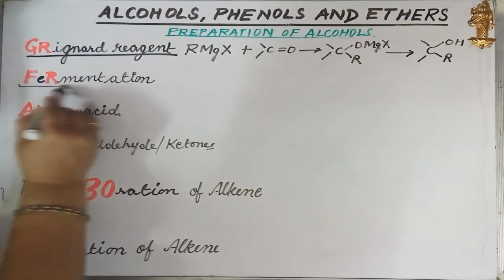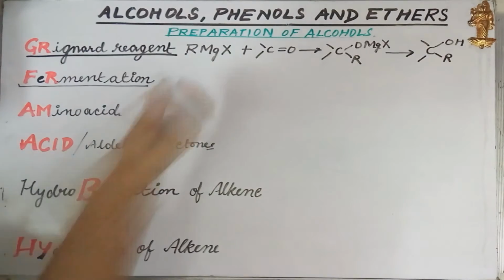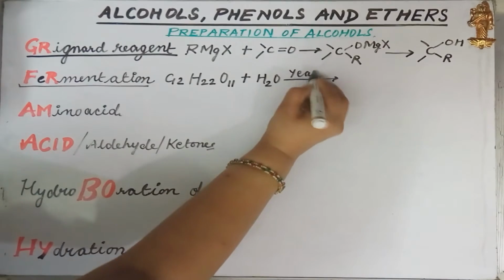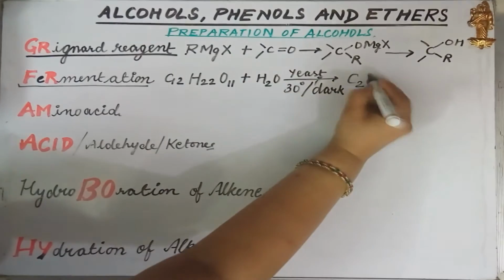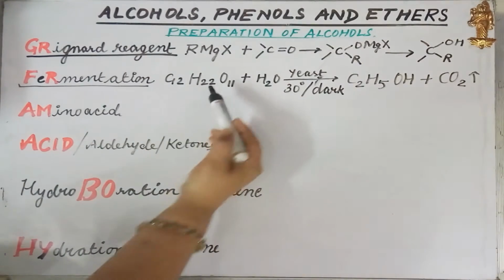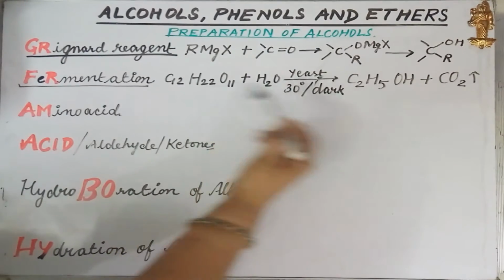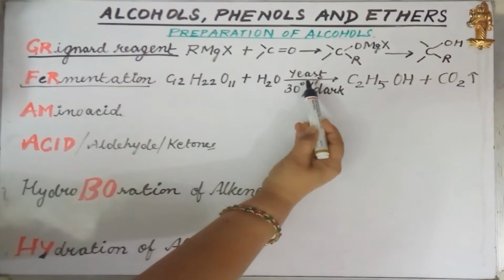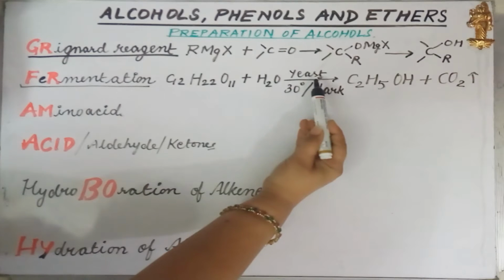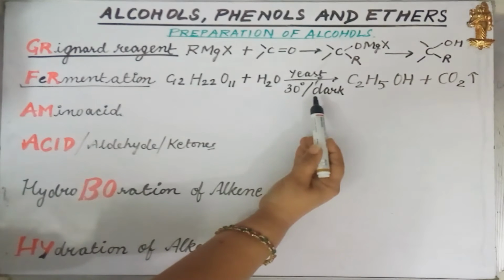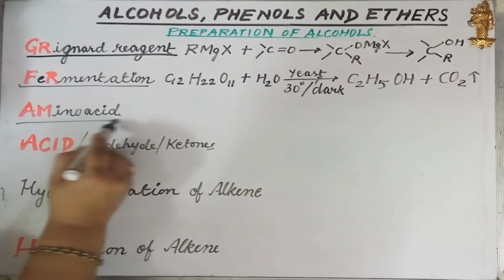The next reaction is the fermentation reaction. In fermentation reaction, sugars can be converted into alcohol and carbon dioxide in the presence of yeast. Yeast contains enzymes like invertase and zymase, and this particular reaction takes place at 30 degrees Celsius in the dark.